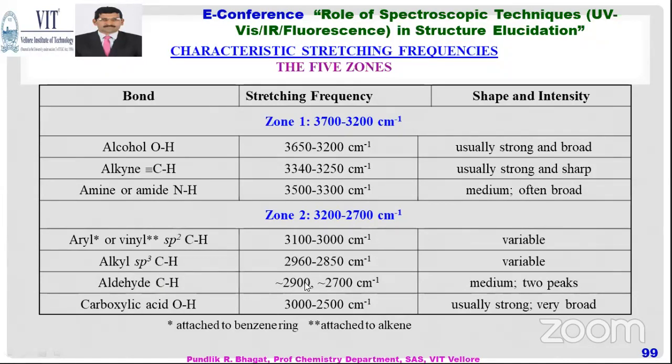So that is also called Fermi resonance. And the carboxylic group OH, here also OH. So this is again 2500 to 3000. So this is the second zone.